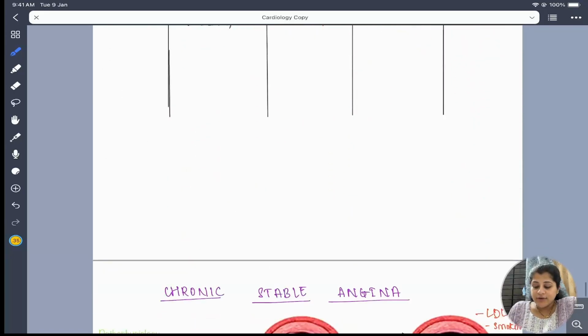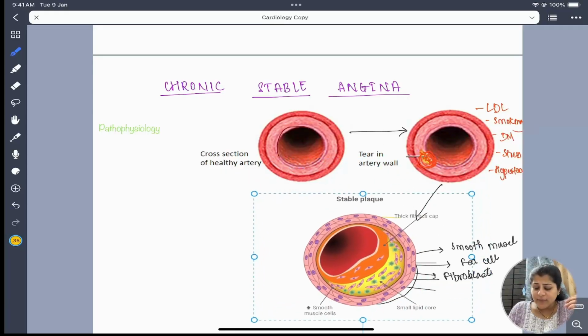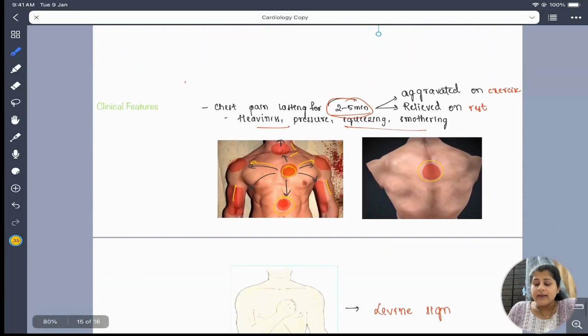Okay, is this clear? Now coming to pathophysiology, there is a healthy artery, but due to some stressors like lipid, like hypertension or smoking or diabetes, there is damage to the vessel wall. Now once there is a damage, what is happening? The fat, the fibroblast, the smooth cells, they are all getting accumulated in the subintimal layer, leading to formation of plaque. Now once the plaque is formed, what happens? The plaque is narrowing the lumen of blood vessel, and it is leading to impaired blood supply. The patient will have exertional pain lasting for 2 to 5 minutes.